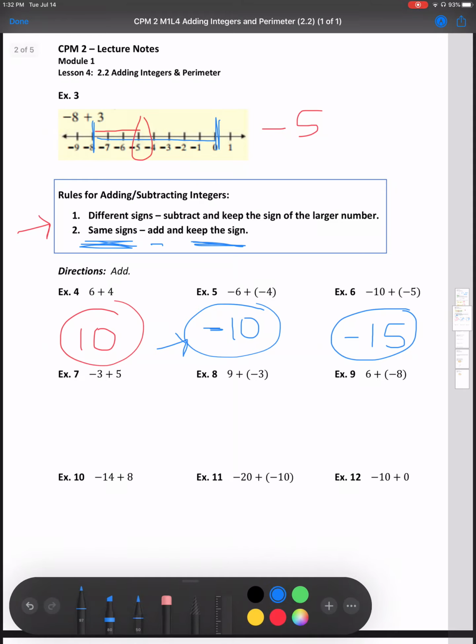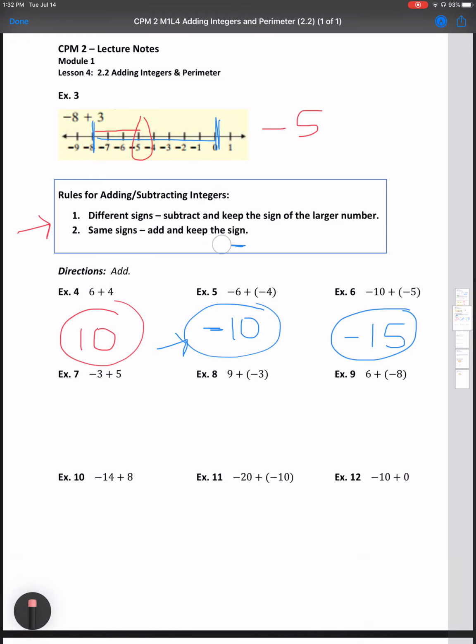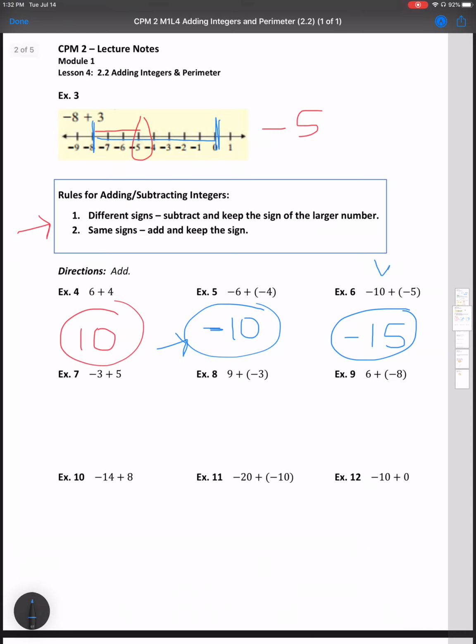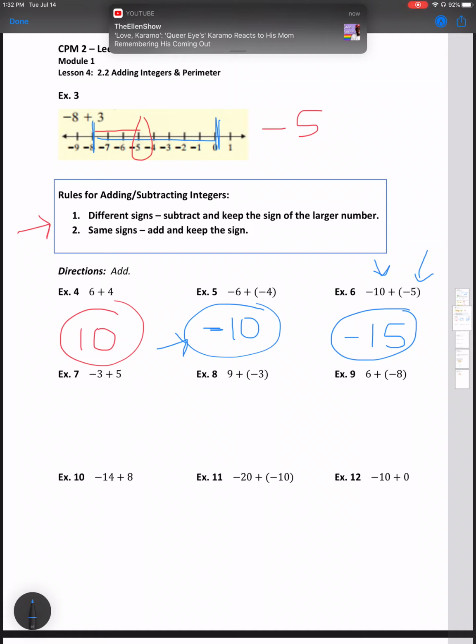And again, when you think about this, always think about money, because this represents net 10 in the hole, meaning I'm out $10 and then I'm out $5 more, which means I'm out $15. I'm $15 in the hole.